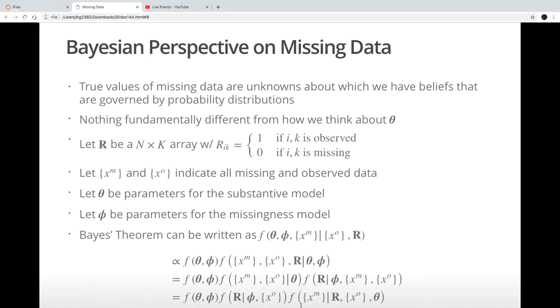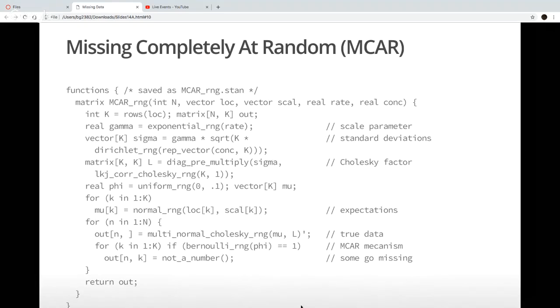So that's all a little bit abstract and mathematical. I think for most of the semester we've been focusing on how we would represent these ideas with code, particularly Stan code.